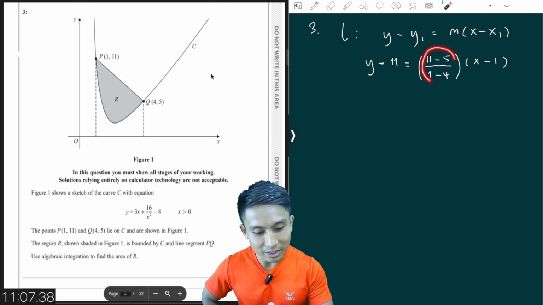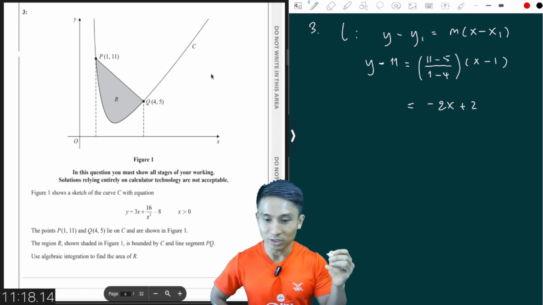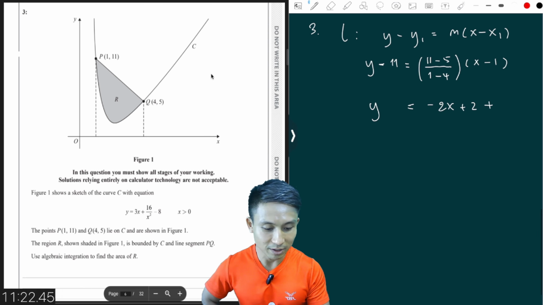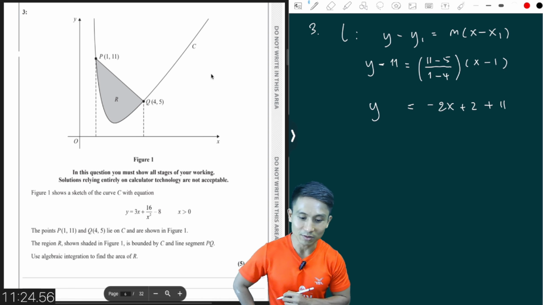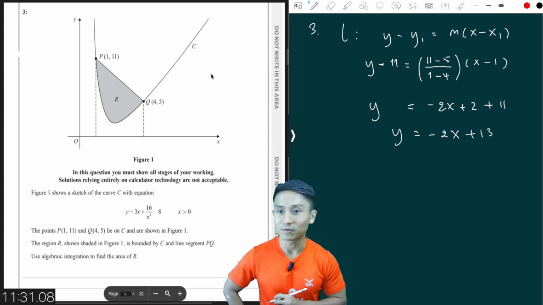So the gradient here is 6 on top and minus 3 at the bottom, so that's minus 2. So this will be minus 2x plus 2 if you expand the minus 2 into the brackets. Then if you move the minus 11 to the other side as well, you get y equals minus 2x plus 13. That's the equation of the line.